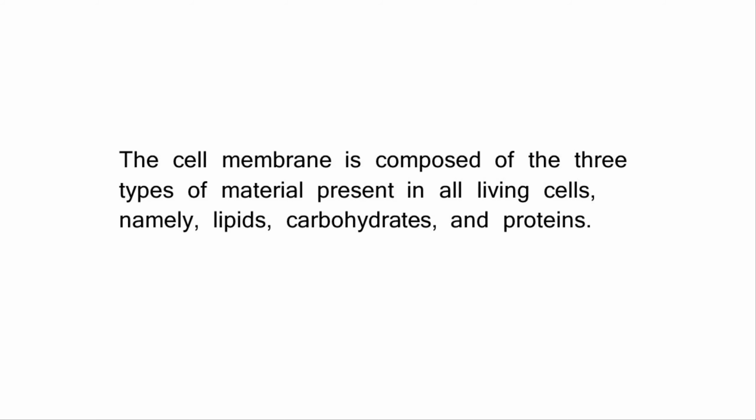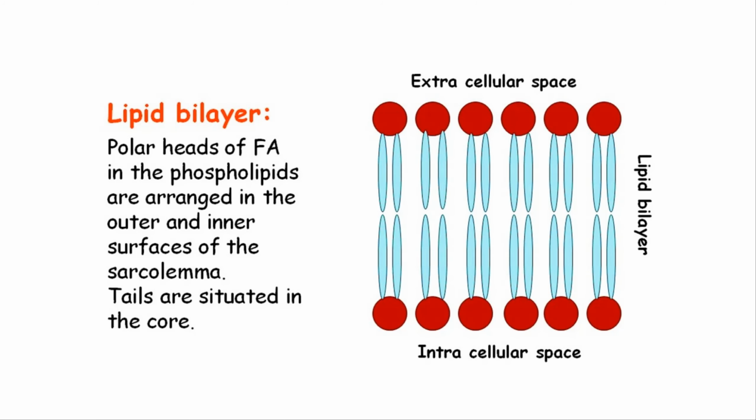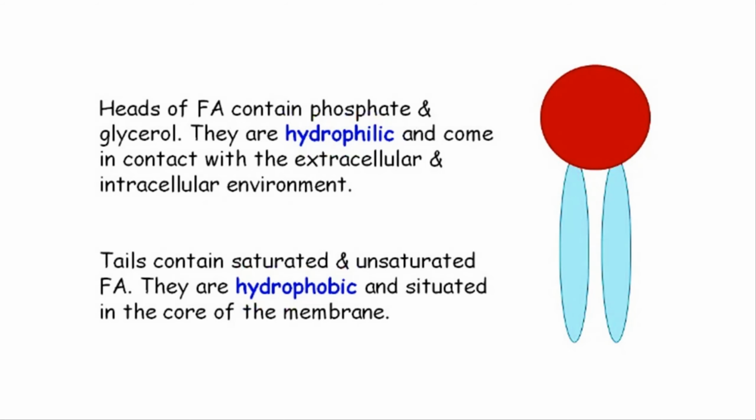proteins. Lipids are assembled in a lipid bilayer, constituting 50% of the cell membrane mass, and composed of phospholipids, cholesterol, and glycolipids. The phospholipids are the major type and are formed of a mixture of different compounds. Their fatty acids have a polar head group and two hydrophobic tails. The heads contain phosphate and glycerol.